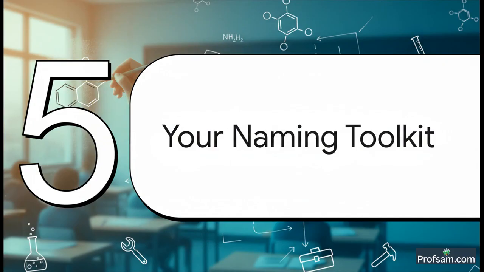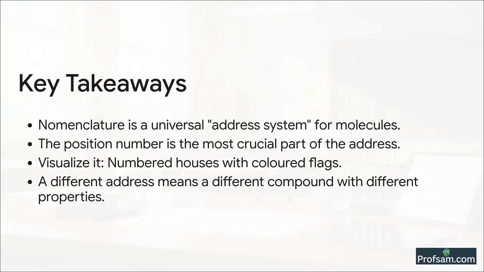All right, we've covered a lot. So let's quickly recap the most important points. Think of this as your toolkit for handling any nomenclature question that comes your way. So, what are the key takeaways? First, nomenclature is just a universal address system for molecules. Simple. Second, that position number, it's the most crucial part of the address. Don't ever forget it. Third, always use that mental picture, a street of numbered houses with a colored flag. It makes it so much easier.